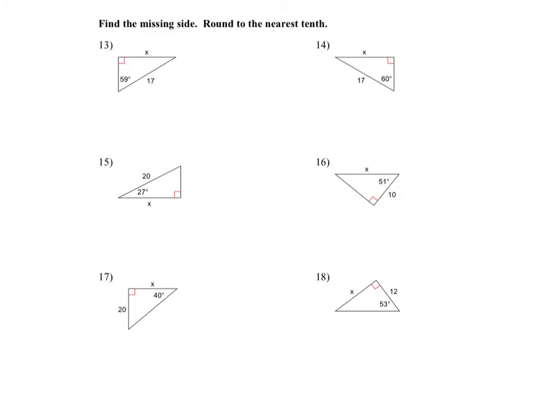I'm going to do 13, 15, and 17, and I'll leave 14, 16, and 18 for you to do on your own if you want some extra practice. Okay, on problem 13, we're standing at the 59-degree angle. We're looking for the opposite leg, and we know the hypotenuse. Opposite, hypotenuse, that sounds like sine. So our equation will be the sine of 59 degrees equals x over 17. And we'll multiply both sides by 17.